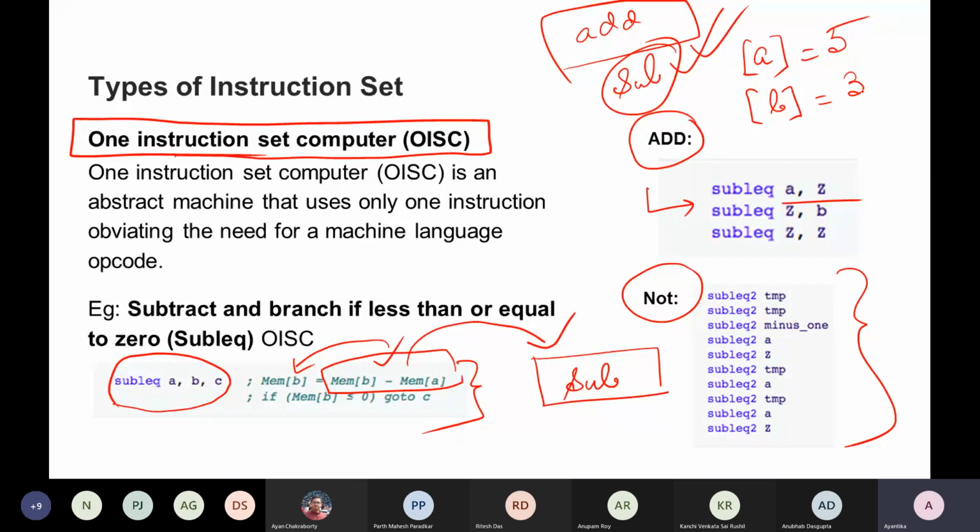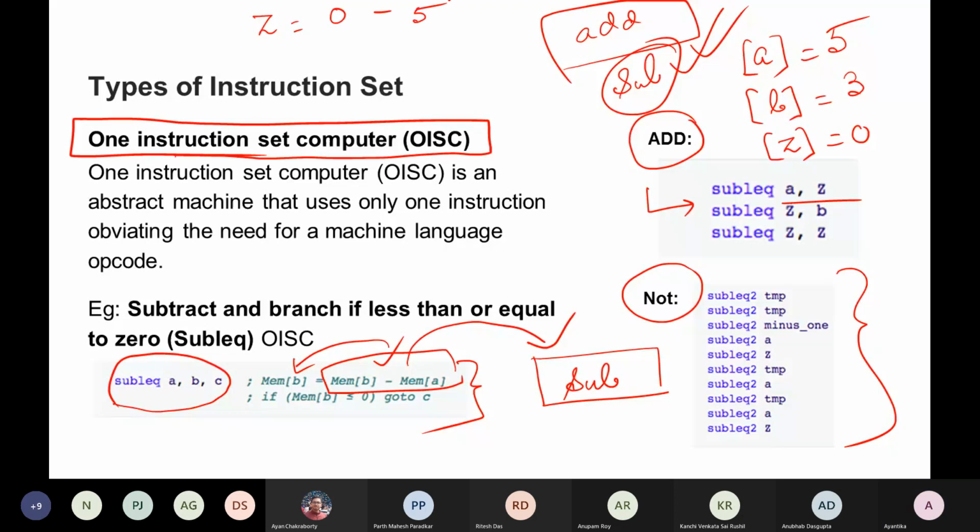That is maybe 3. Any random value you can take, it doesn't matter. Now for the Z, by default it is storing 0. Now for this first one, what you are doing? In Z, you are basically storing Z minus A. Z minus A means the value is 0 minus A, that is minus 5.